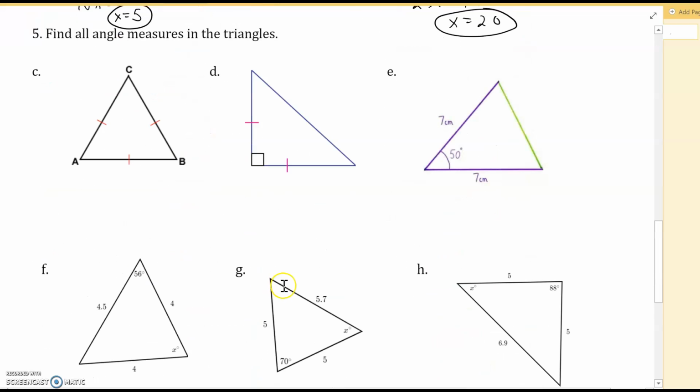All right, for this last part here, find all the angle measures. So in letter C here, we should be able to figure out with what these lines mean, what each individual angle is. So what do you think? Okay, so since I have three sides, three angles are equal, so I just go 180 divided by 3, which means each one of these is 60 degrees.